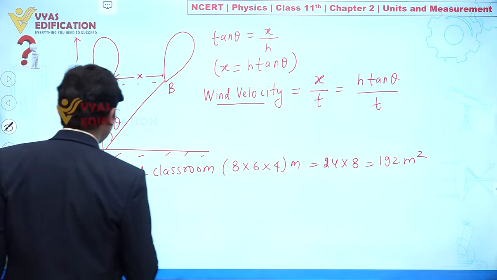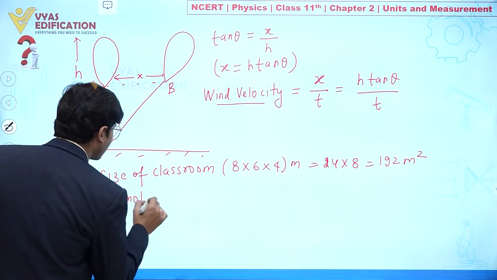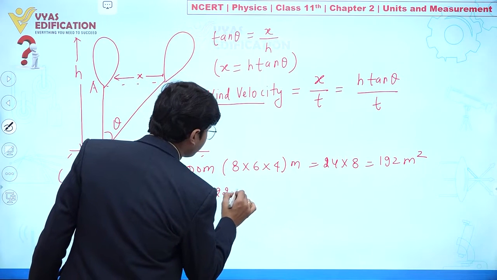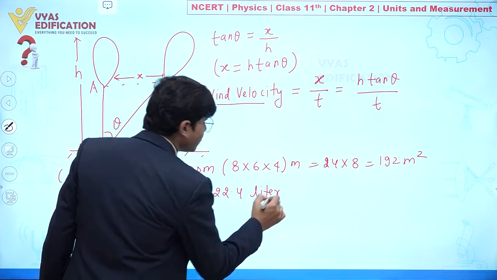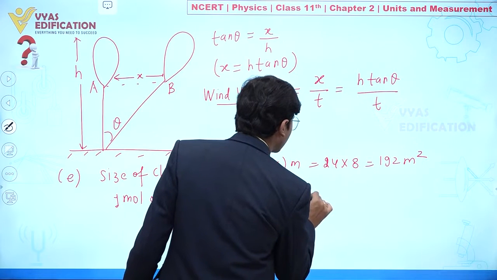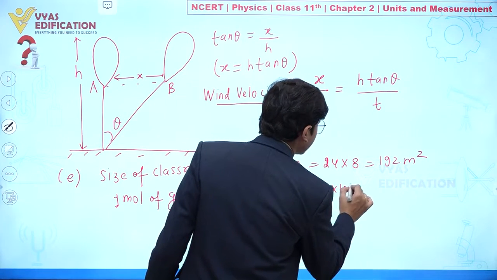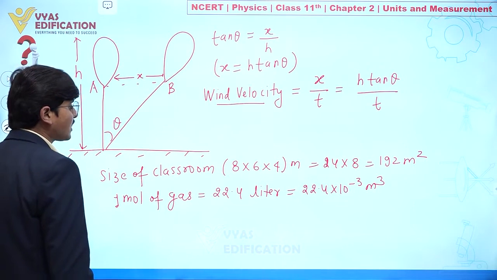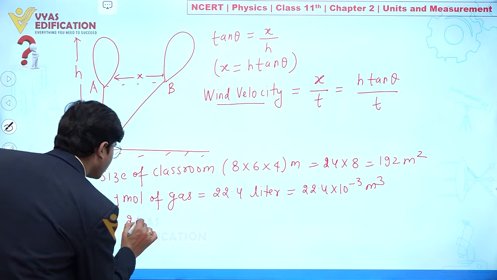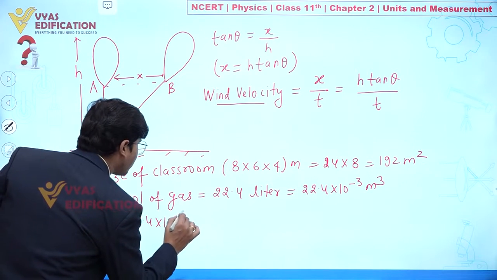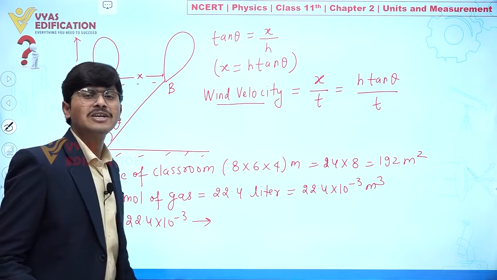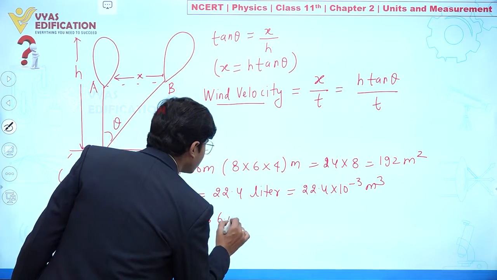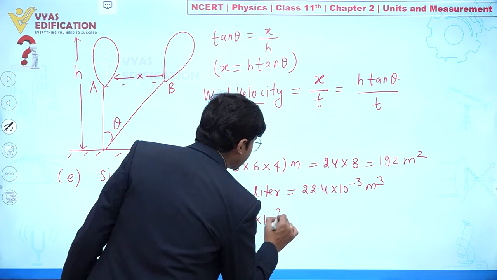Now if I talk about 1 mole of gas, 1 mole of gas contains 22.4 liter, or we can say this is equal to 22.4 into 10 to the power minus 3 meter cube. This is the total volume. So can I say, if we have 22.4 into 10 to the power minus 3 volume, then the total number of air molecules is equal to Avogadro number, which is 6.023 into 10 to the power 23.